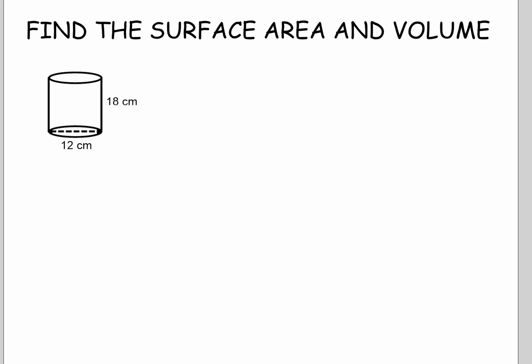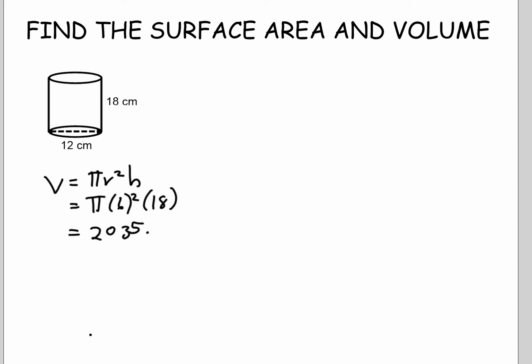So again, volume of a cylinder is pi times r squared times height. Just have to be careful. I gave you the diameter here, so you've got to find the radius, which will be 12 divided by 2, which will be 6. And then you just punch that into your calculator. And don't forget to use the pi button on your calculator. And that answer will be 2,035.8. And then we'll round it to 1 decimal place. The question would tell you whether to round to 1 or to 2.